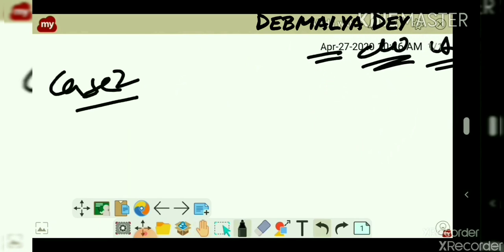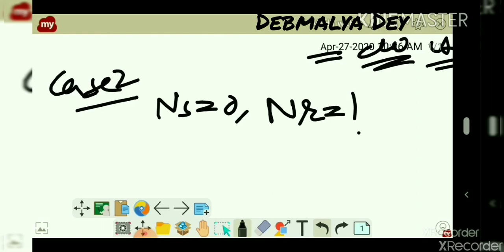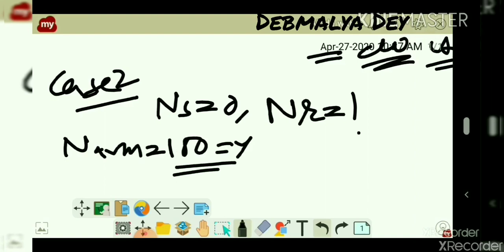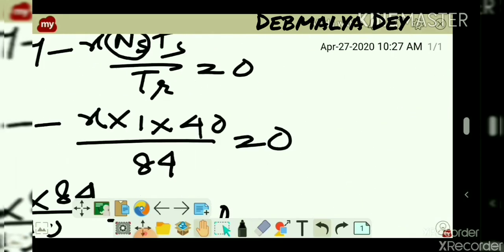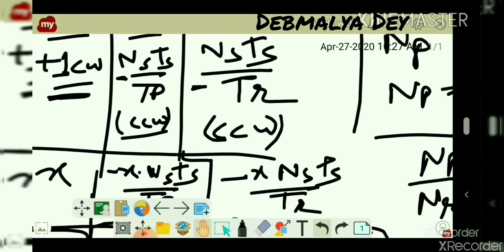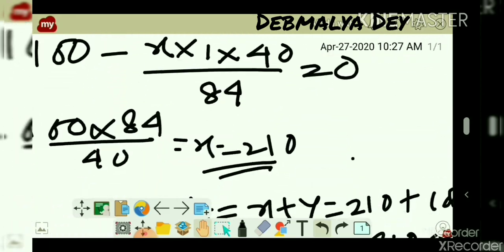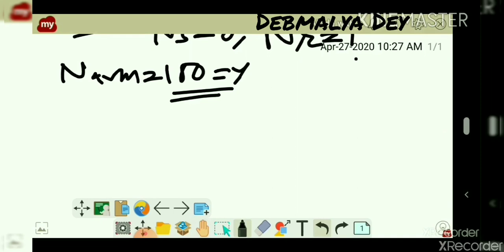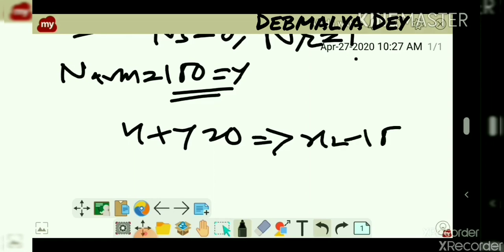In case 2, what is given? If the wheel is fixed, find the speed of the annulus. That means if ns equals 0, find the speed of nr. Here also the n arm equals 100, that means y is 100. Now we will put the value of y in the equation of ns. What was the rpm of ns? Ns is x plus y.